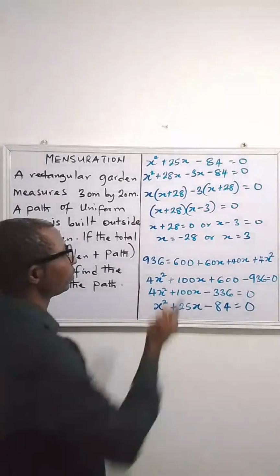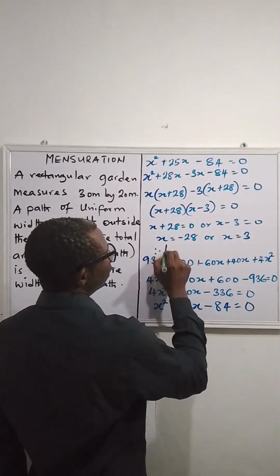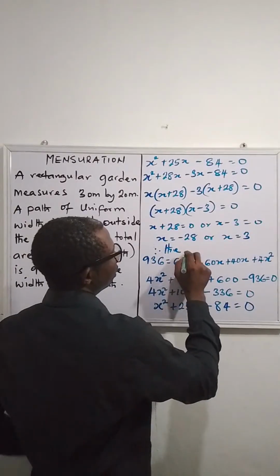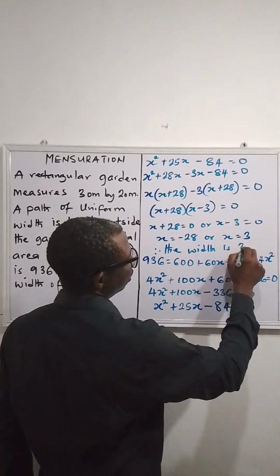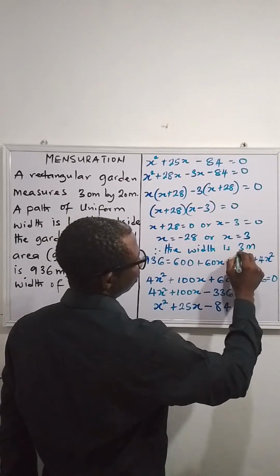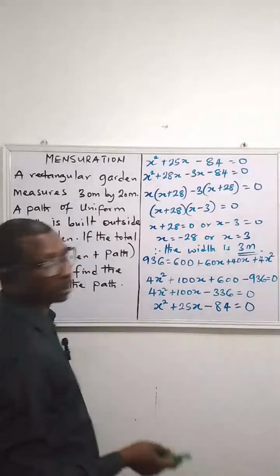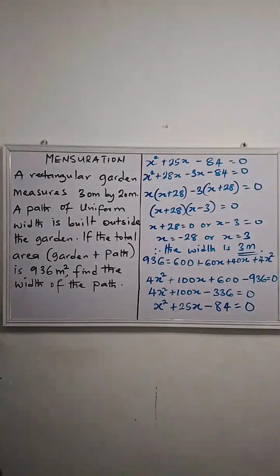So therefore, we conclude that the width is 3 meters. The width is 3 meters. So that's what we have as the answer.